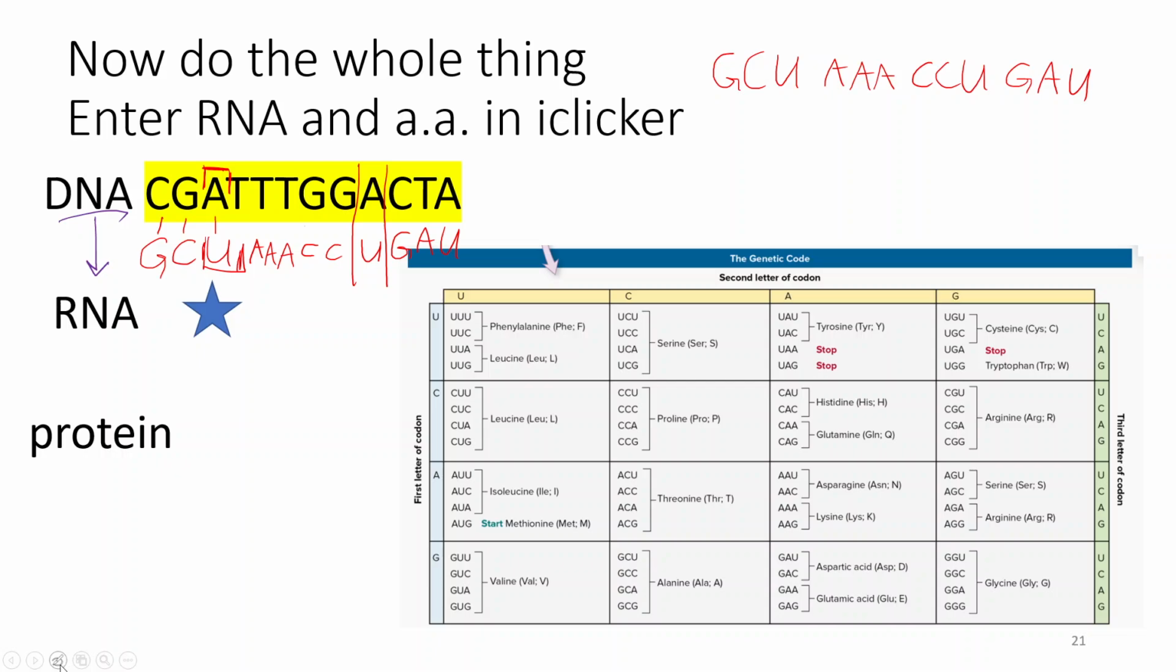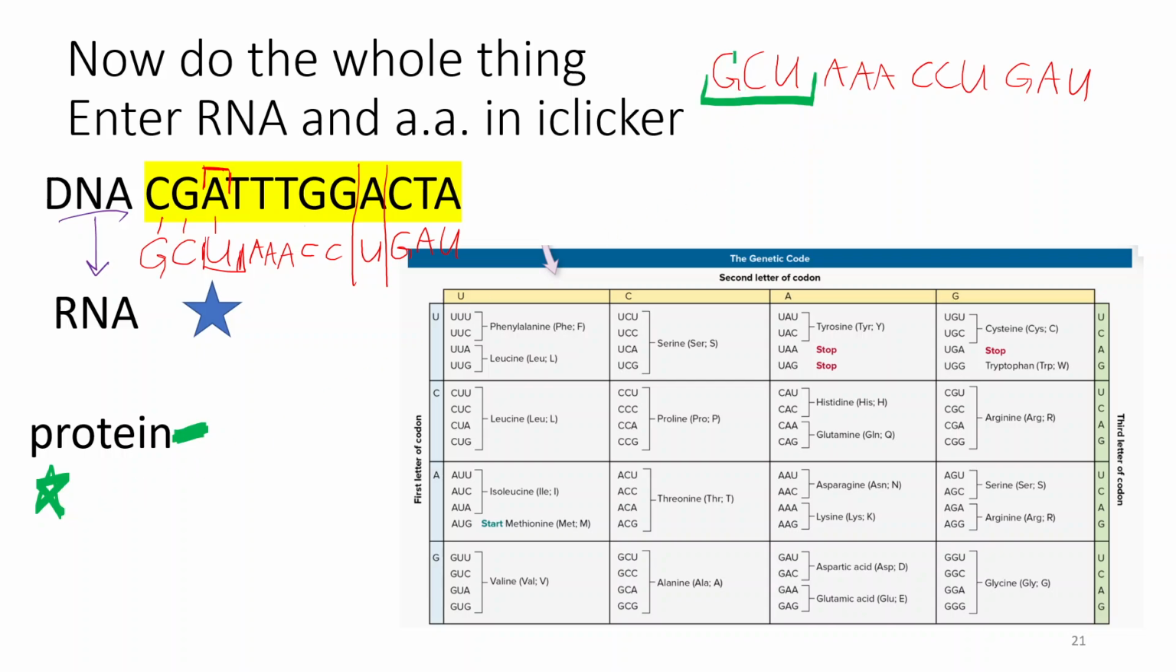Okay, I'm going to help with the first one, but then I want you guys to do the rest of the amino acids on your own. So I'm going to start with green. We're going to work on this codon right here. So the first answer in iClicker is the RNA sequence. Now we are working on the protein sequence. So this is the next iClicker question.